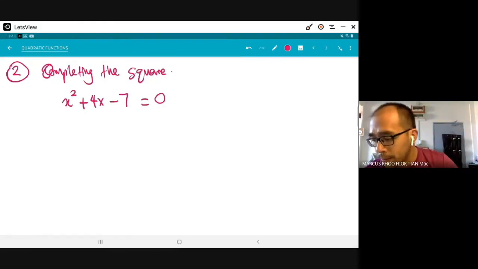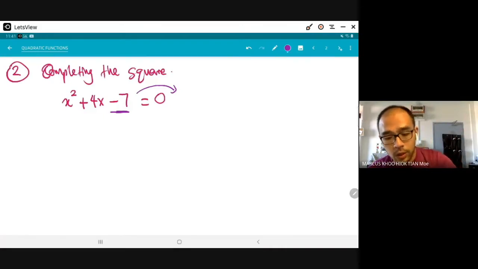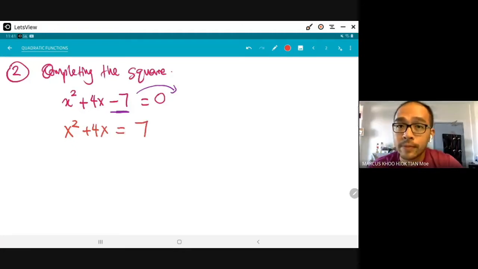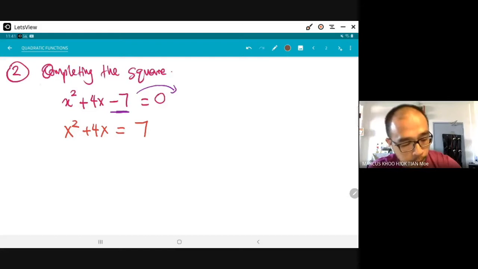Tengok apa perkara pertama yang dia buat. First of all, dia pindah the negative 7 pergi sebelah yang tiada x. So what happens is x squared plus 4x equals 7. Okay, so far so good? Okay, now the next step is the most crucial step, dan kenapa kita panggil sebagai completing the square.